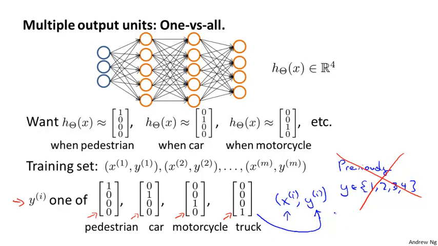And hopefully we can find a way to get our neural network to output some value so that h of x is approximately y. And both h of x and y_i, both of these are going to be, in our example, 4-dimensional vectors when we have 4 classes. So that's how you get a neural network to do multi-class classification.